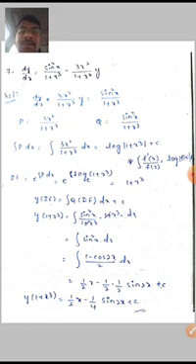Here the solution of this linear differential equation is y into 1 plus x cube is equal to integration of sin square x by 1 plus x cube into 1 plus x cube dx. Integration of sin square x dx is equal to, using the trigonometric formula, integration of (1 minus cos 2x) by 2 dx. That is equal to 1 by 2 x minus 1 by 2 integration of cos 2x, which is sin 2x by 2, plus c. So the solution is y into 1 plus x cube is equal to 1 by 2 x minus 1 by 4 sin 2x plus c.